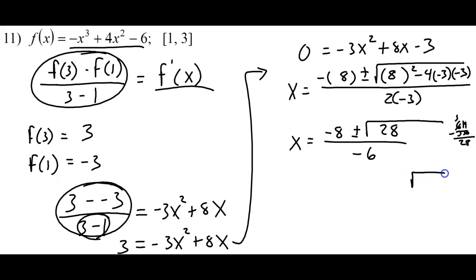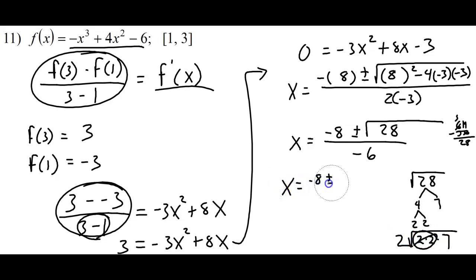A little review on how to do square roots, if you haven't seen it in a while. You look for what times what makes 28, and you keep breaking these numbers down until you can't break them down anymore. So 28 is 2 times 2 times 7, and for every pair, you can write that number on the outside. So we have negative 8 plus and minus 2 square root of 7, over negative 6.